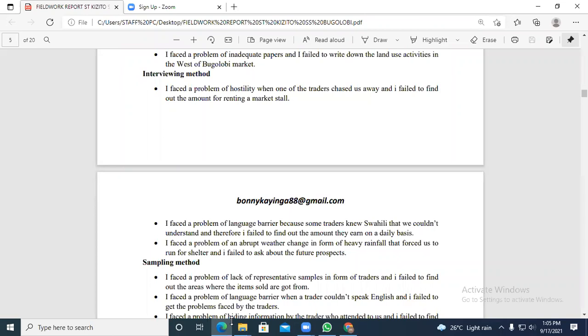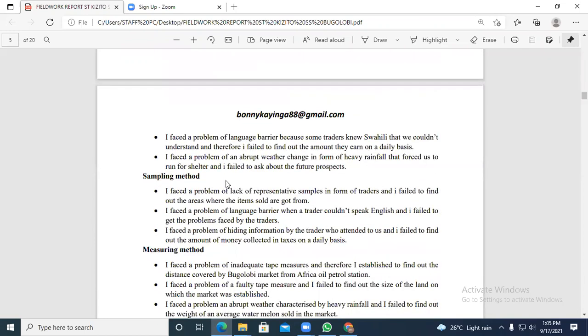And then abrupt weather changes, heavy downpour or sunshine. Then sampling: you can face a problem of lack of representative samples. Language barrier can be a problem.